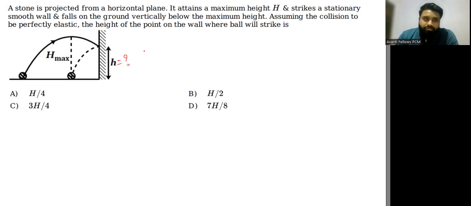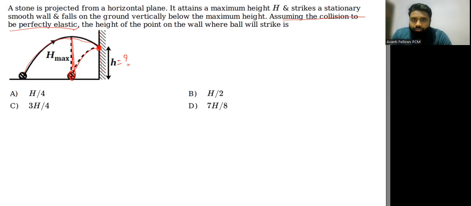What is happening in this question? This ball is moving with a certain velocity and it is projected at a certain angle with the horizontal. Then it is doing its parabolic motion. But here, a plane wall will come and it will strike on it. But this is given to us, that assuming the collision to be perfectly elastic. So this is a perfectly elastic collision. And after that, it reverts back and falls exactly below the maximum height point.